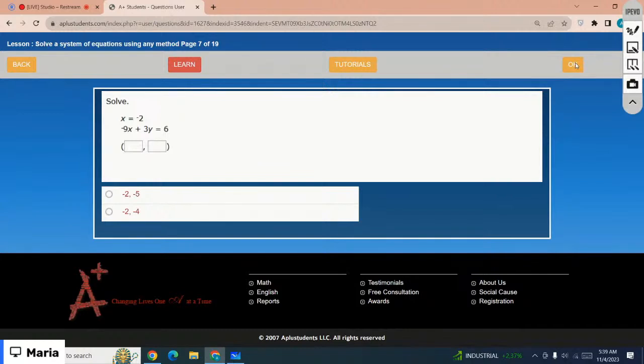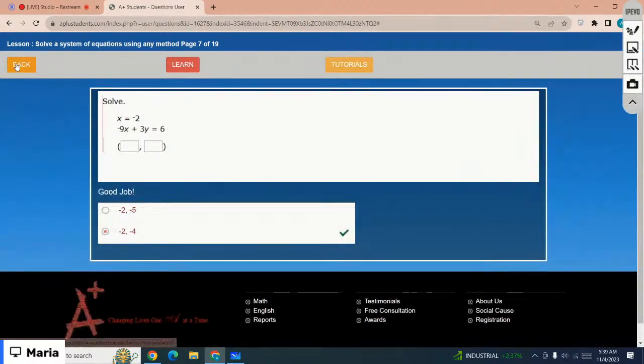Okay, so you can use the substitution method for this one also. So the correct option is, yes, negative 2 and negative 4. Option number 2 is the correct option. Got it? Okay, you can complete the lesson by yourself later today.